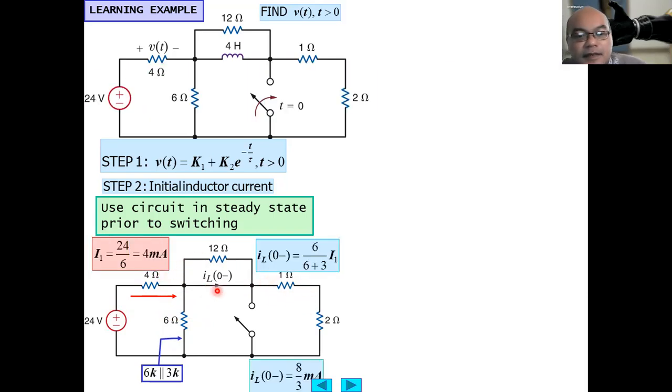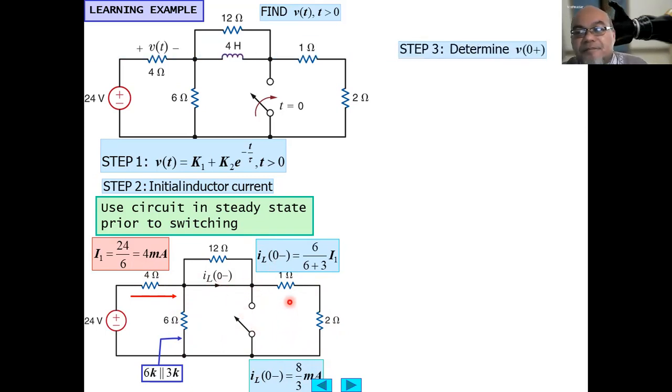Okay, the current at the inductance just before the switching will be equal to the current flowing through this branch. Then we can use the current divider formula: 6 over 6 plus 3 times this current, 4 milliampere. 6 over 9 is 2/3 times 4, which equals 8 over 3 milliampere. This is the current through the inductance just before the switching.